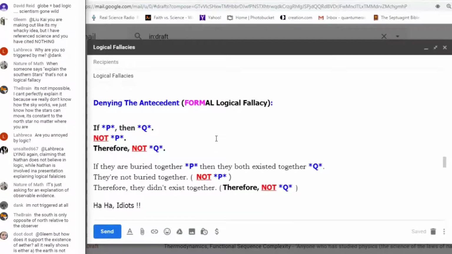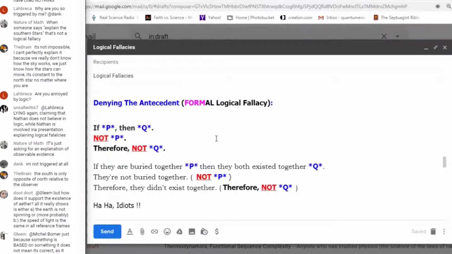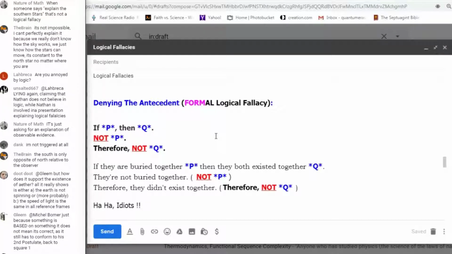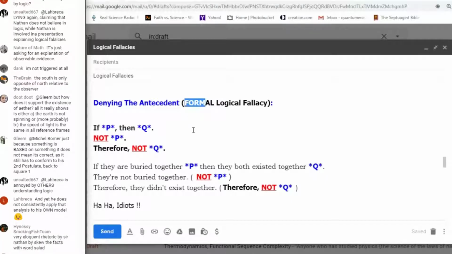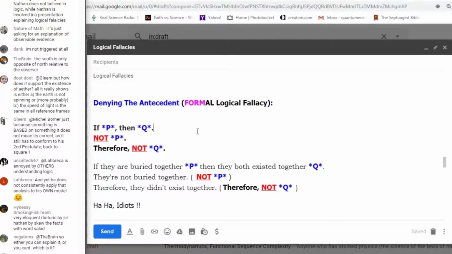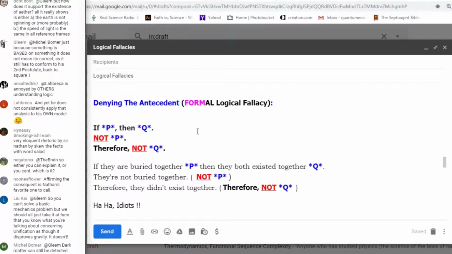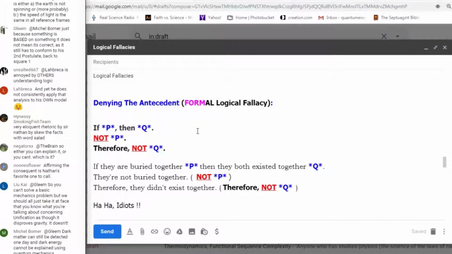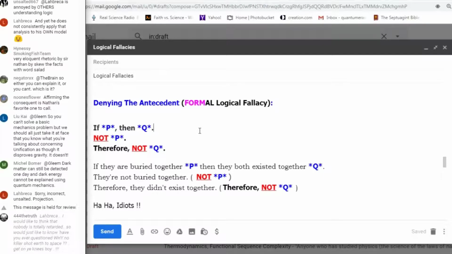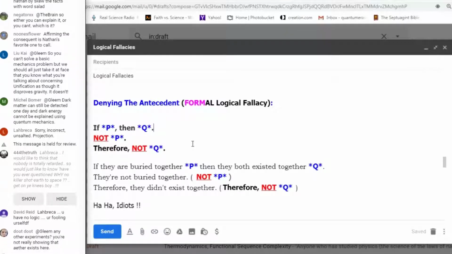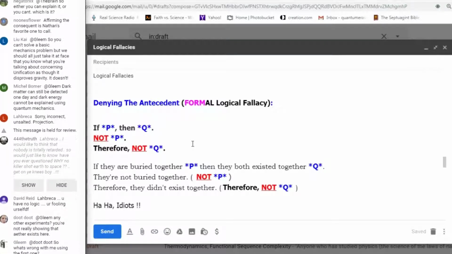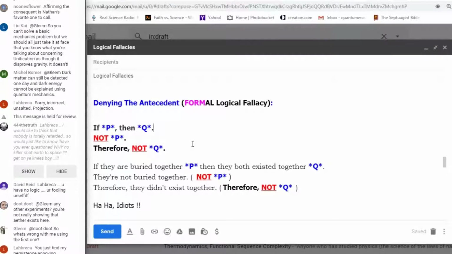All right. So we had the affirming the consequent form of logical fallacy. This is its nasty little sister, denying the antecedent. Again, it's a formal logical fallacy. It has form. So, if P, then Q; not P, therefore not Q, right? This is classic in the evolutionist, whatever that is, genre. Check this one out. If they are buried together, P, then they both existed together, Q. They are not buried together, not P, therefore they didn't exist together, therefore not Q.